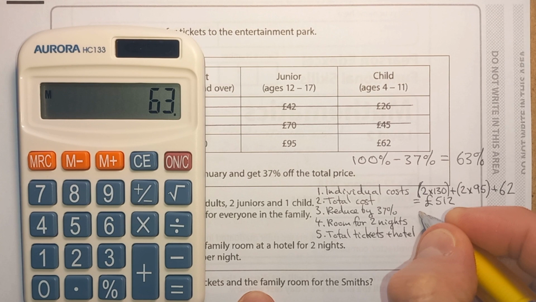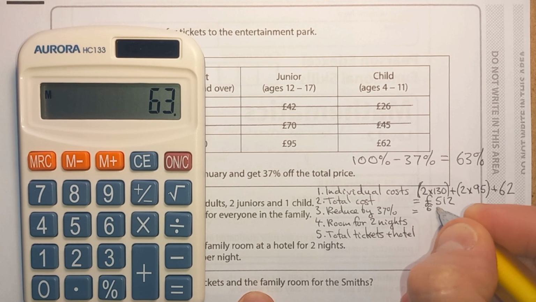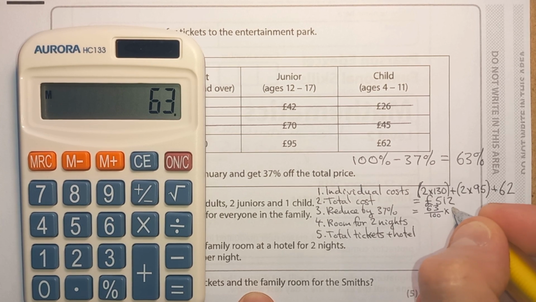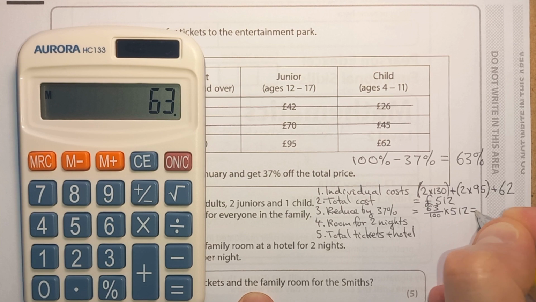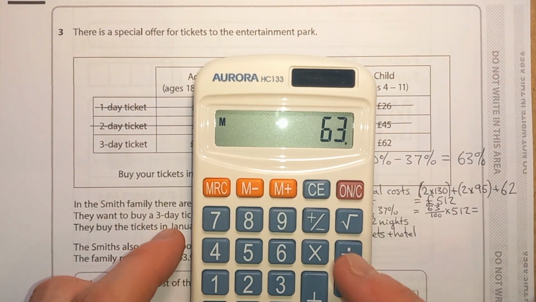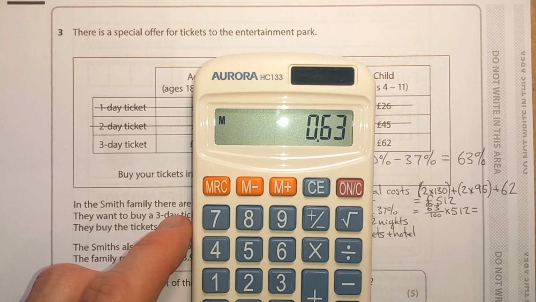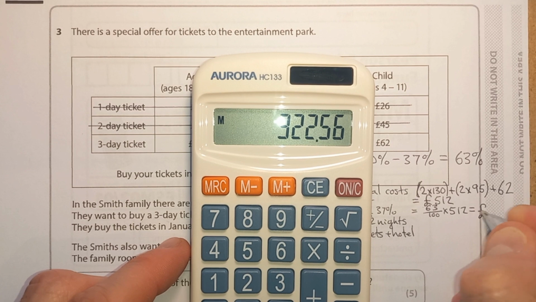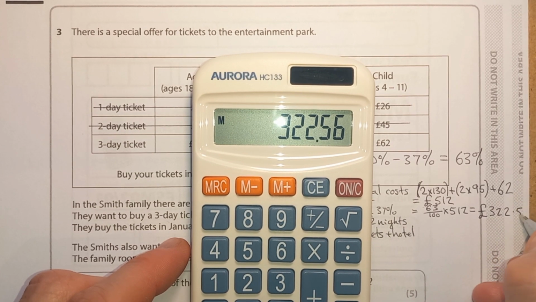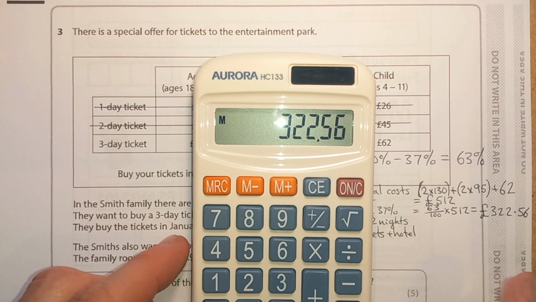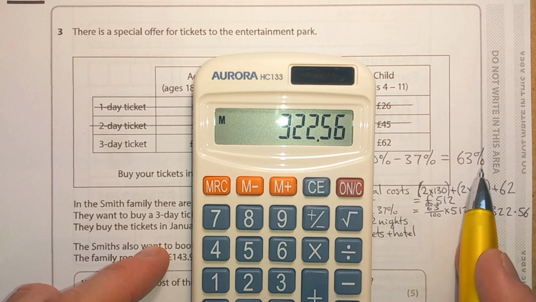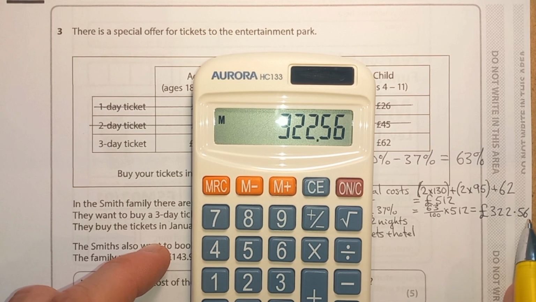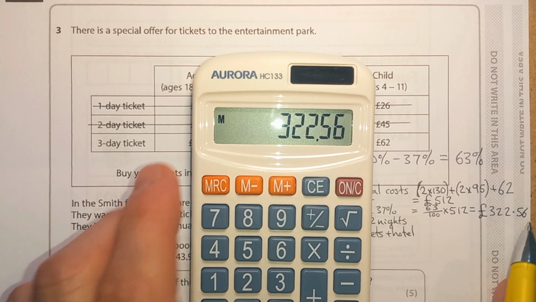So when we're saying reduce by 37%, yes, you can work out 37% and take it off, or you can say, well, actually, what we want is 63%, or 63 over 100, times the full price, which is 512. Okay, so we've got 63, divide it by 100, and then multiply it by 512 to give us £322.56. Okay, if you don't like doing this step, then work out 37% and take it off, but you'll find that you get exactly the same answer. And if you don't, then something's gone wrong.